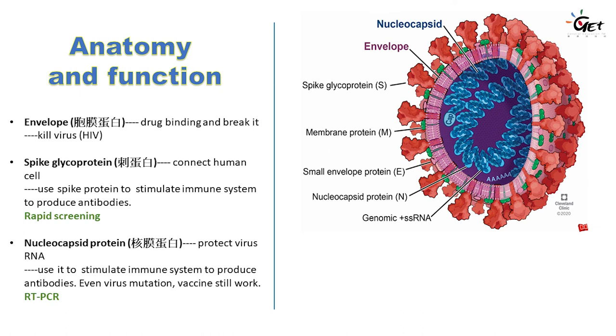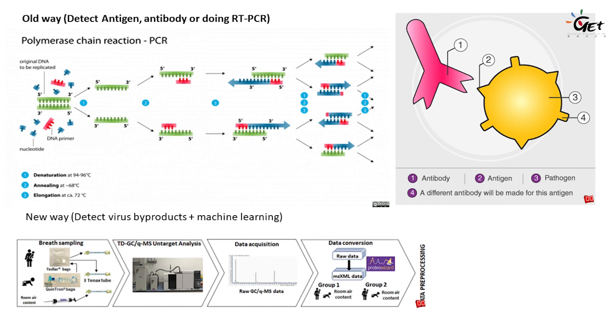So it's a very accurate way to detect a virus, but it takes a long time because we have to reproduce it. It takes about, I think, 4 days to reproduce enough quantity to detect if we have the virus. So an easier way is to detect this one: an antigen, which means the spike protein on the virus surface. Or we detect the antibody in the human.